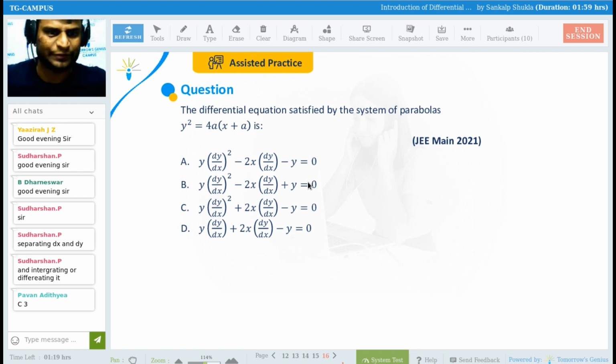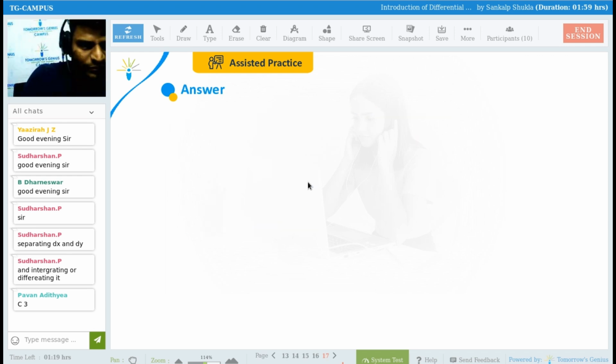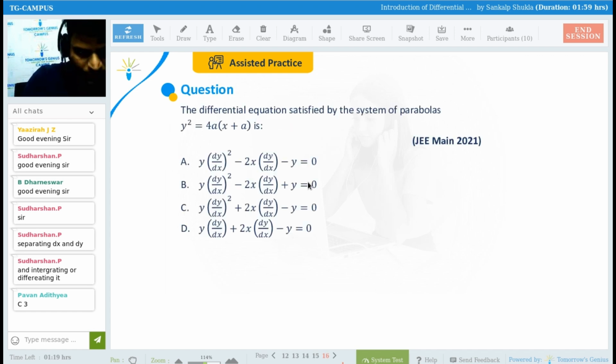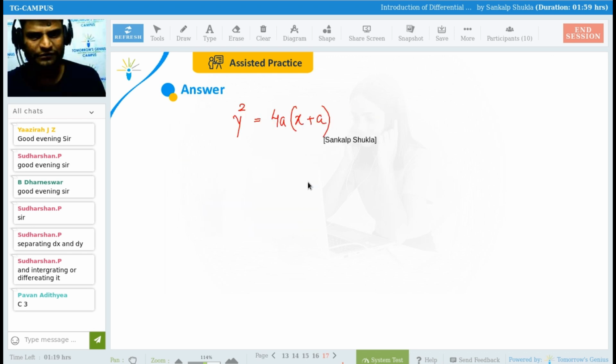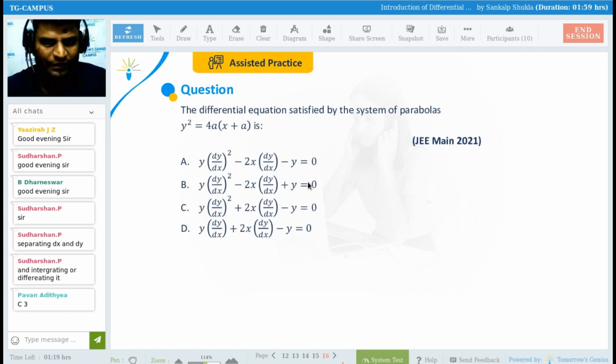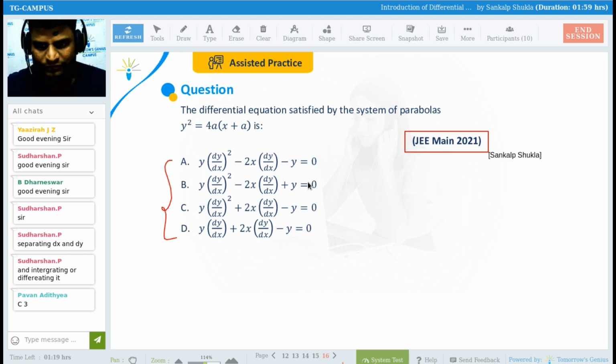Okay. So now we have to try this question. The differential equation satisfied by the system of parabolas y square is equal to 4a into x plus a is, we have to find the differential equation only. So just follow the 2 rules and you will get the answer. So I'll do this for you guys. Okay. So y square is equal to 4a into x plus a. This is the curve, right? And we have to find the differential equation. It's a question from JEE Main 2021.